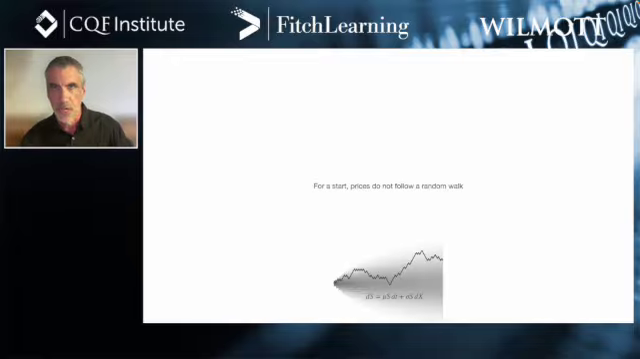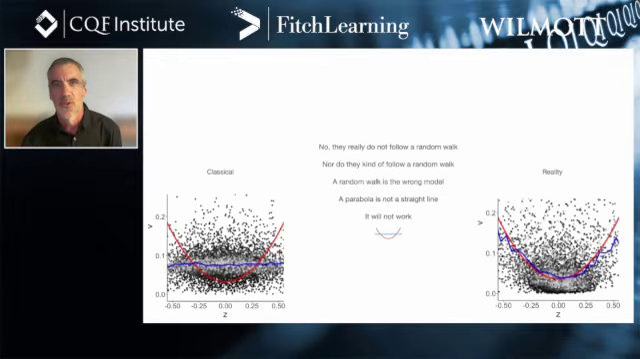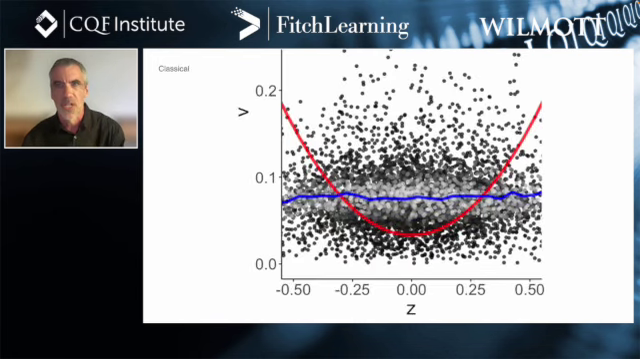We saw that the random walk doesn't have the right behavior. And I can hear everyone saying, we know that financial time series have been studied for many decades. We know they're not a perfect random walk. But no, they really do not follow a random walk. A random walk is the wrong model in the same sense that a parabola is not a straight line, it will not work. Here's your classical model, a random walk.